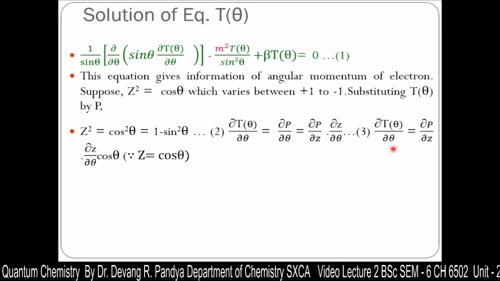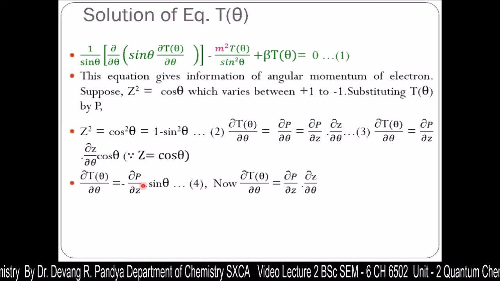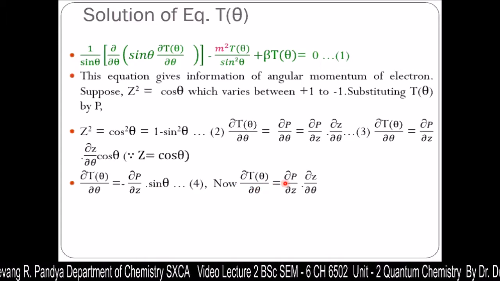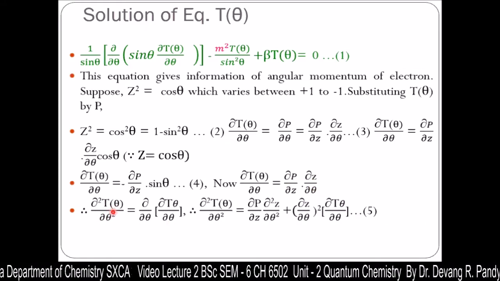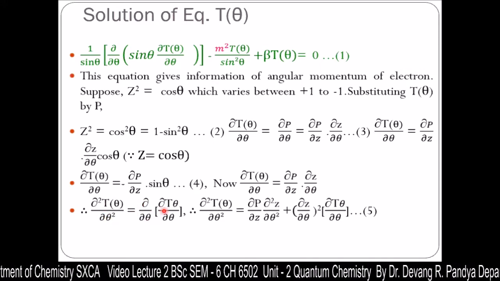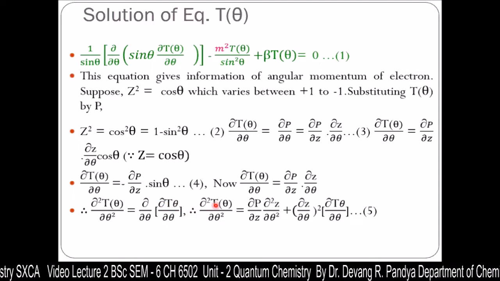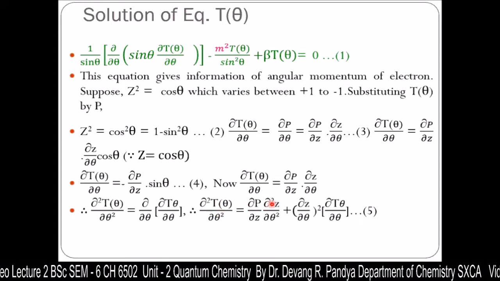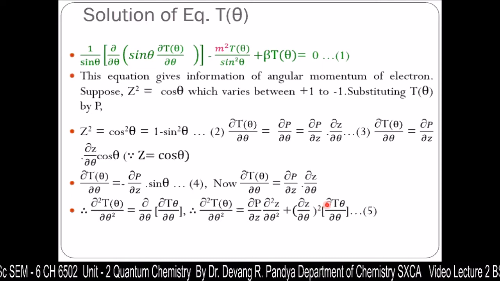So dT(theta) by d theta is equal to minus dP by dz into sin theta, that is equation 4. Therefore d square T(theta) by d theta square is equal to d by d theta of dT(theta) by d theta, and if we substitute that value over here, we are going to get d square T(theta) by d theta square equal to dP by dz d square z by d theta square plus dz by d theta whole square, that is equation 5.